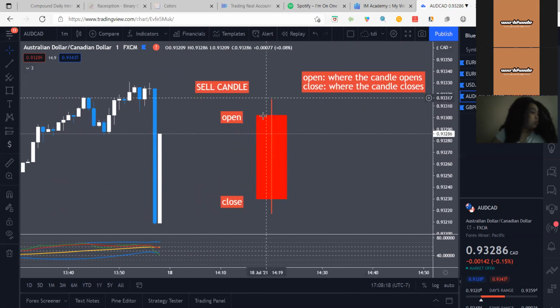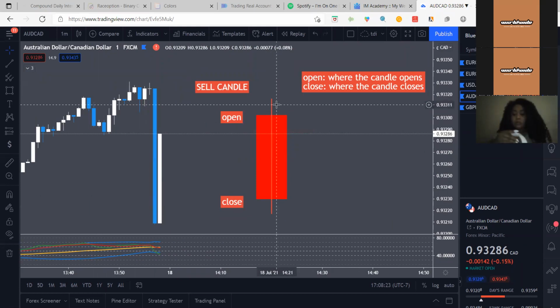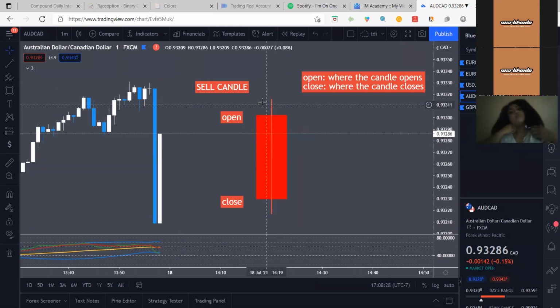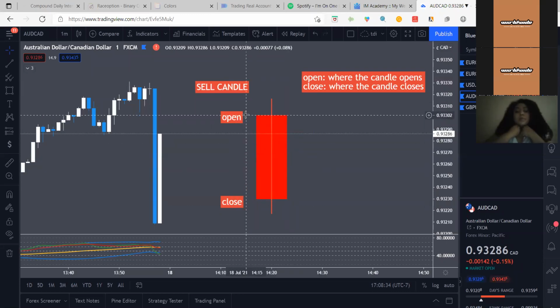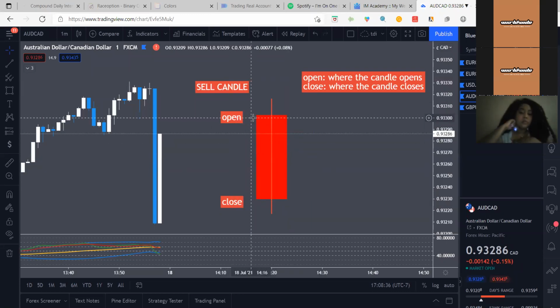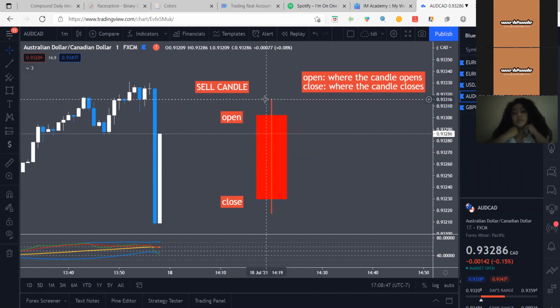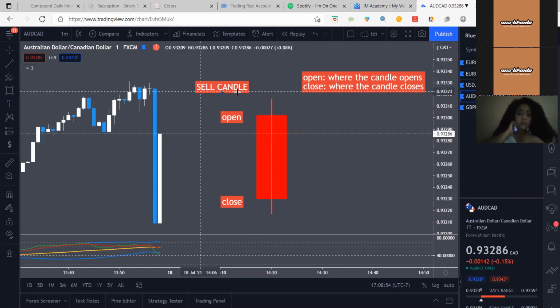Okay. Now, what you need to understand next is these wicks. These wicks are where price went. Price has reached this area before in the span of this candle. So your open and close tell you that at the beginning of a minute, price was up here, and at the end of a minute, price ended down here. And this is for a sell candle. Now, in the span of that minute, price opened up here, went all the way up here, went all the way down there, and then closed right here. The wicks just tell you where price has been.